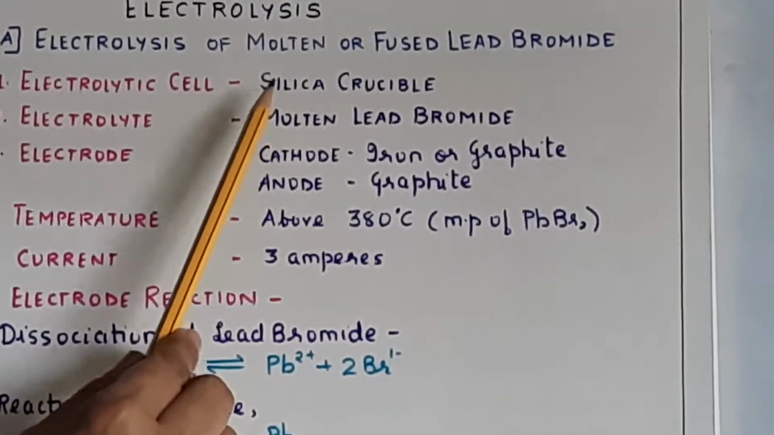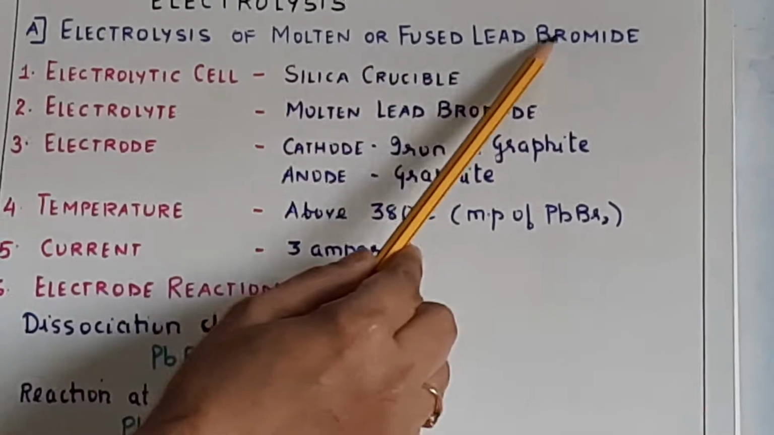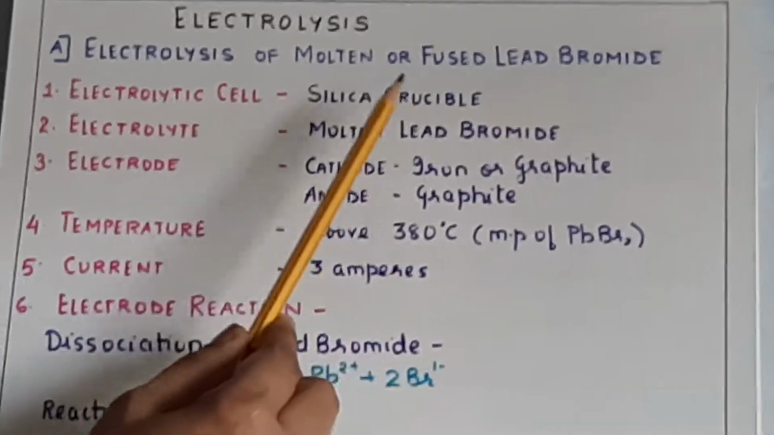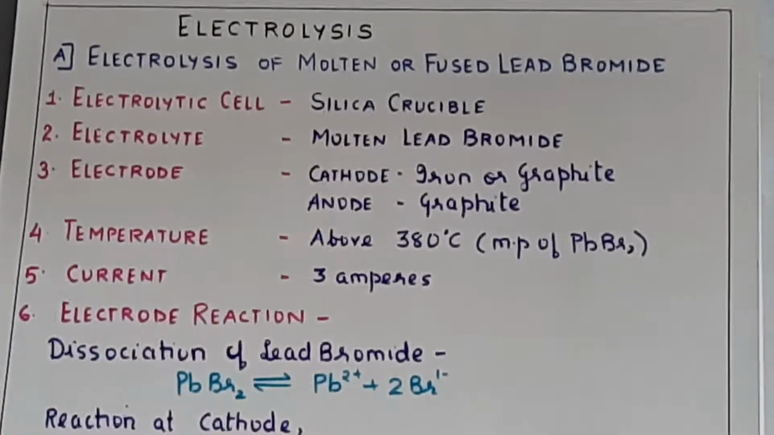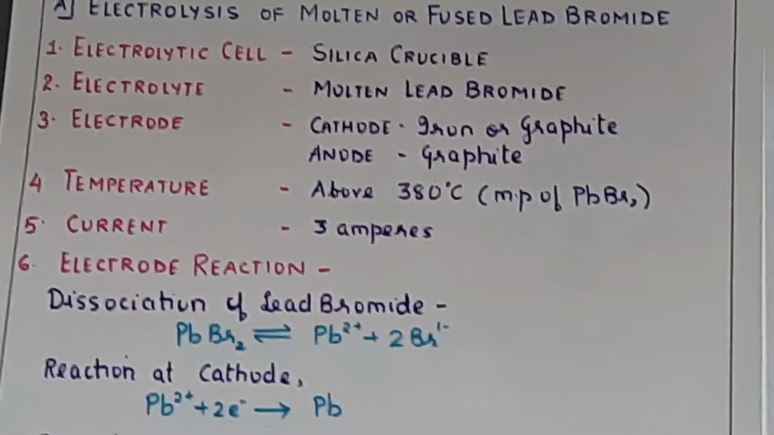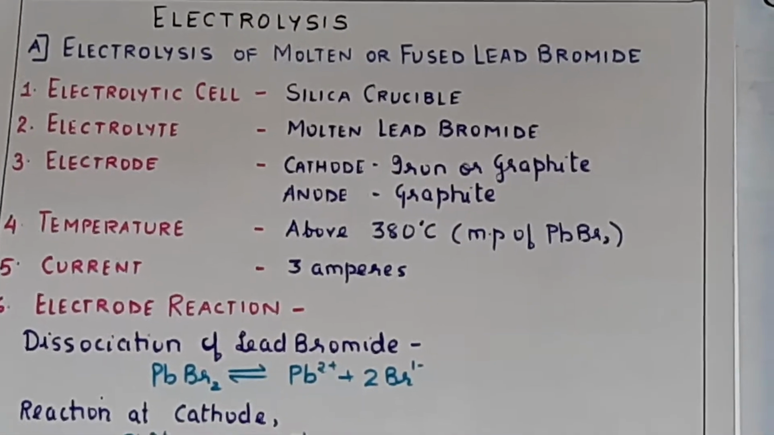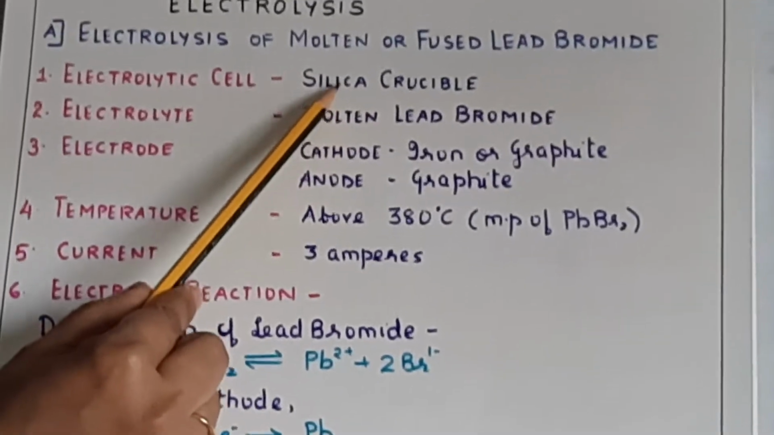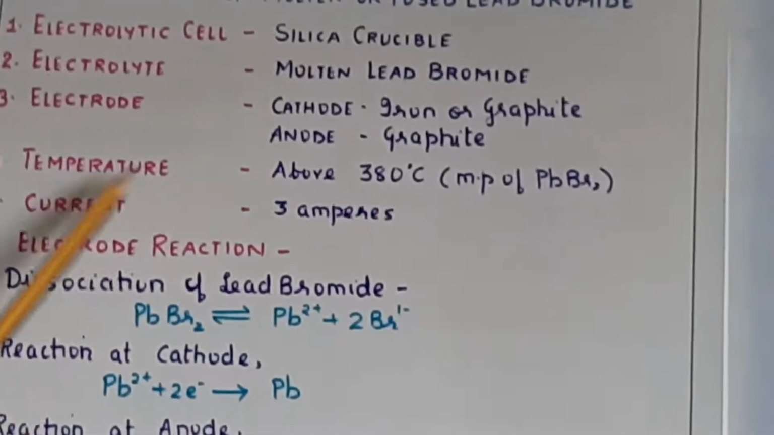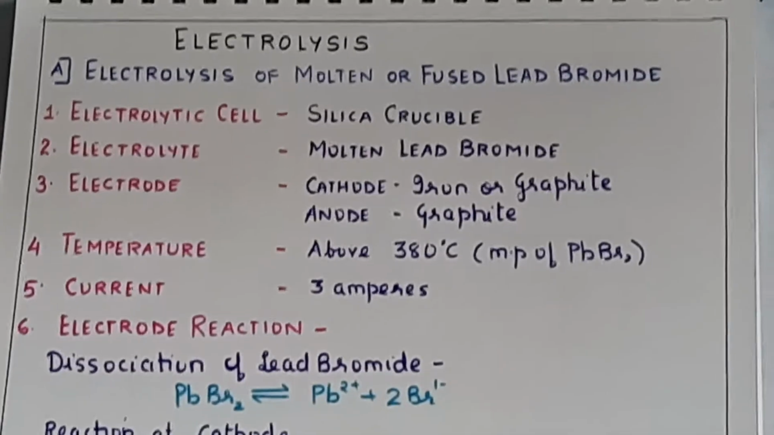The question is generally asked, name the electrolytic cell used in electrolysis of fused lead bromide and justify its use. So why is silica crucible used? Because three things are there. One, it is a non-conductor of electricity, withstands a high temperature and is non-reactive. Now why is high temperature required for this silica crucible to withstand? Because if you observe here, temperature is 380 degrees Celsius. This 380 degrees Celsius is the melting point of lead bromide.